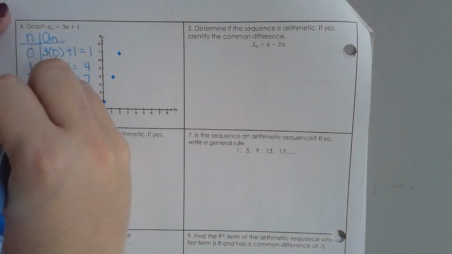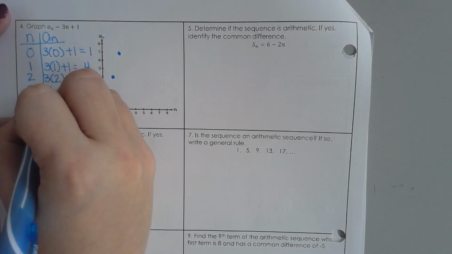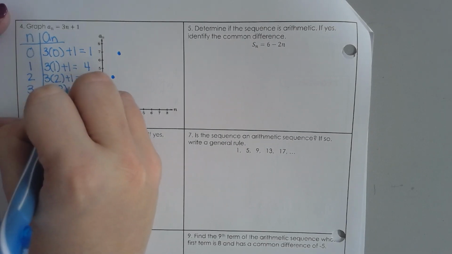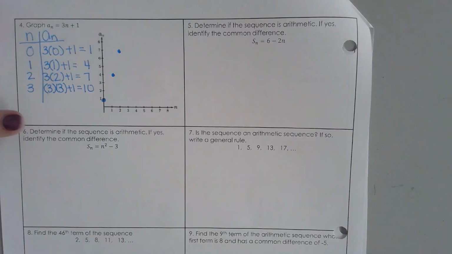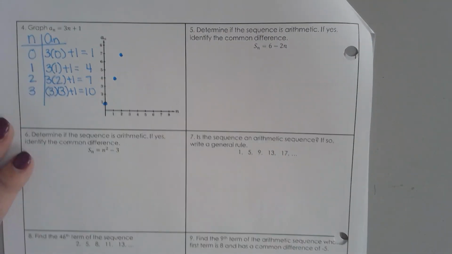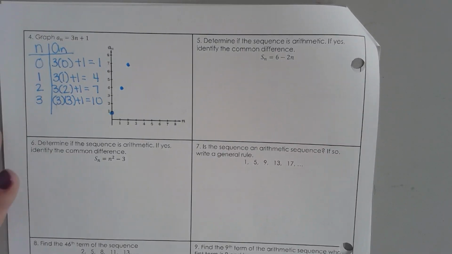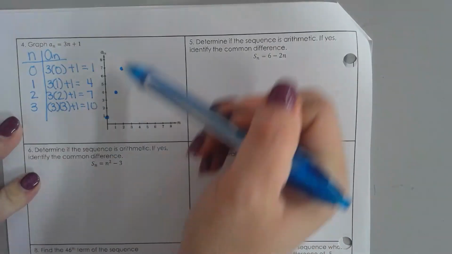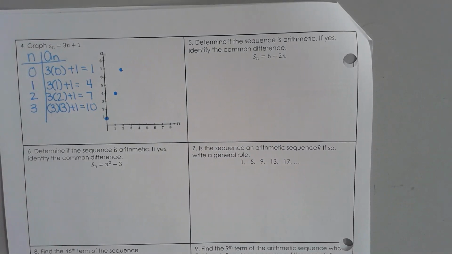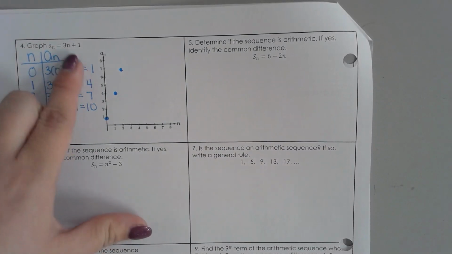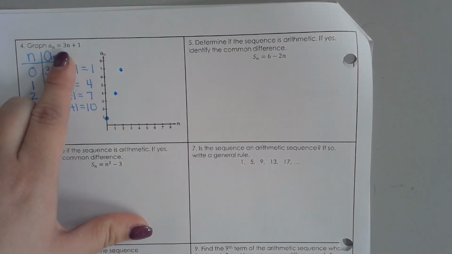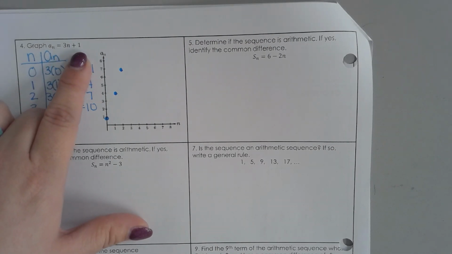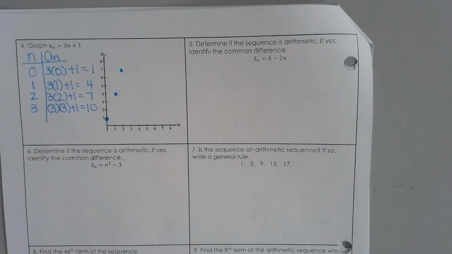And then the third term gives me 10. I don't have enough space on my graph to do that, so just those 3 points are fine. But you can see if I connected them, I would have a straight line. That it's linear. If I change that to x, that's like mx plus b. My slope is 3. My y-intercept is 1. So arithmetic sequences are just like equations of lines.